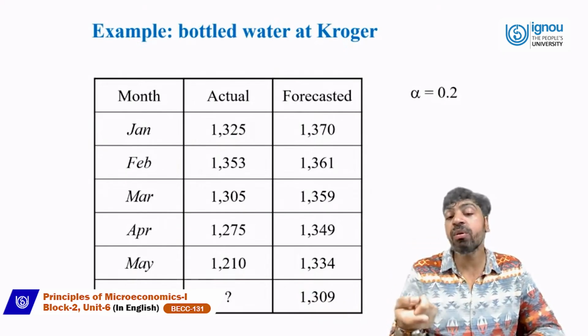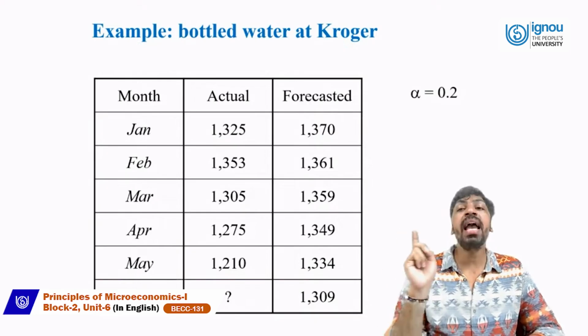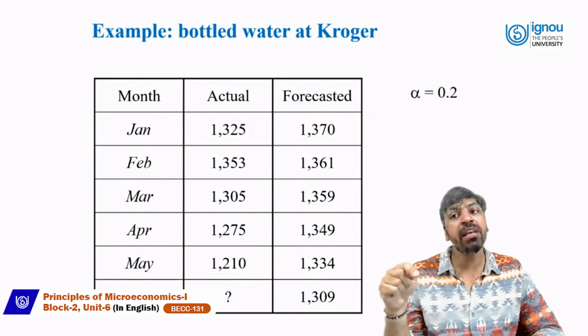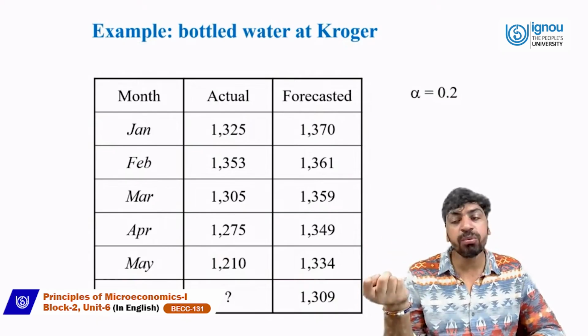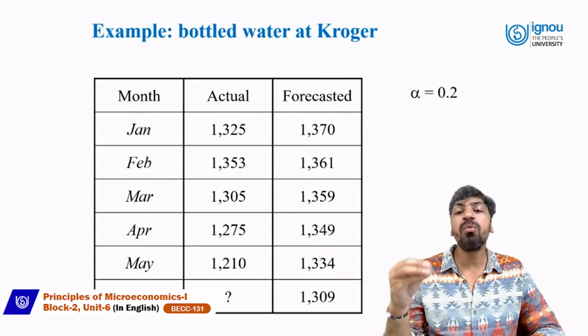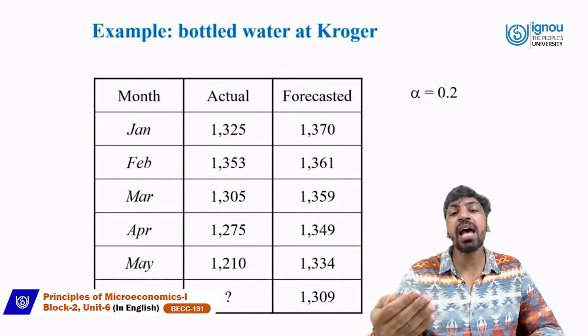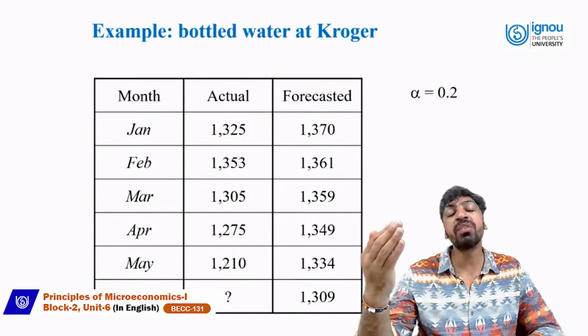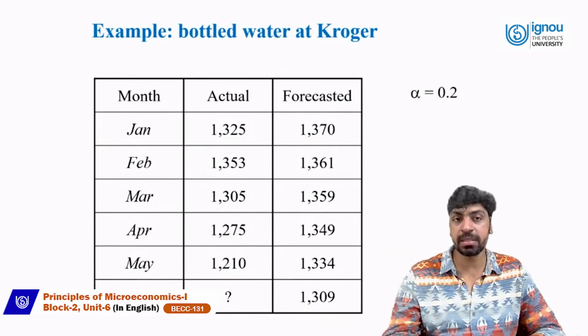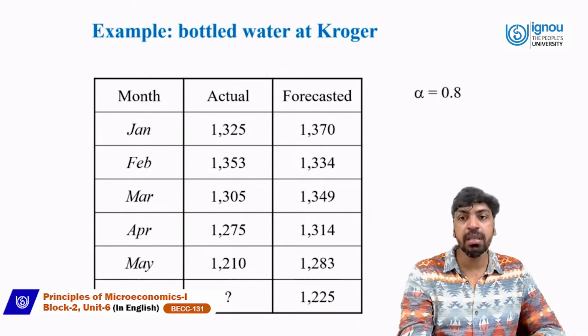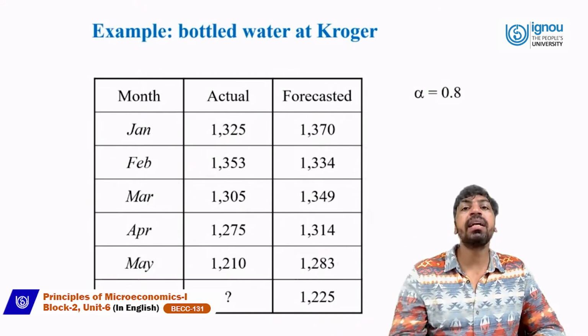Why is there a lower difference? Because the alpha value is low. If the alpha value is low, that is 0.2, that means there is a lower reaction to the differences of the forecasted value among all months. So that is the conclusion of this example. We'll come to the next example.